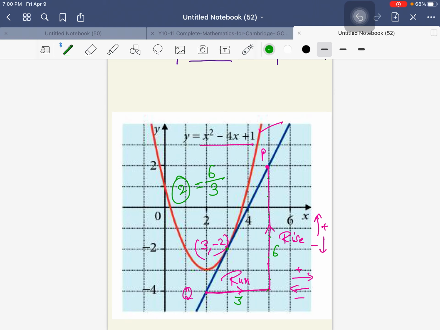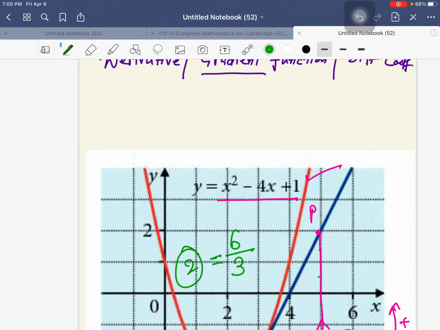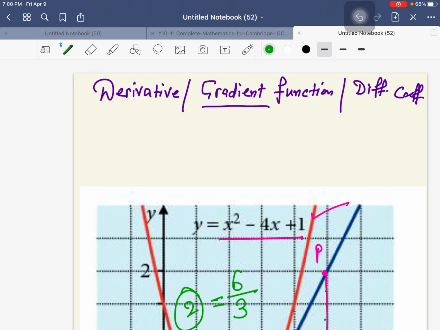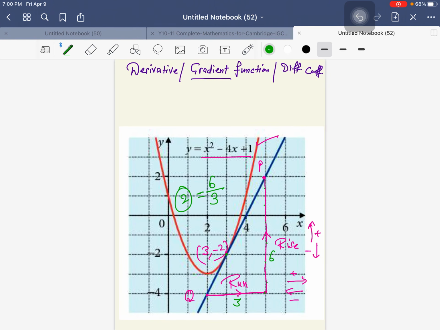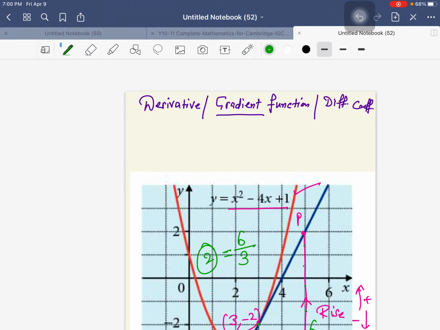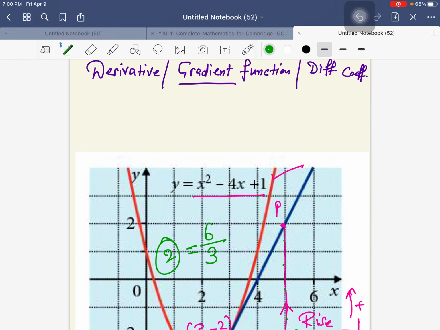Now we have another way to find the gradient of the tangent at the point, by derivative. It's a bit easier. We don't need to draw the tangent, locate the point and do rise by run, measuring the scales. It's a longer way. So we got a short way here in terms of derivative or gradient function.